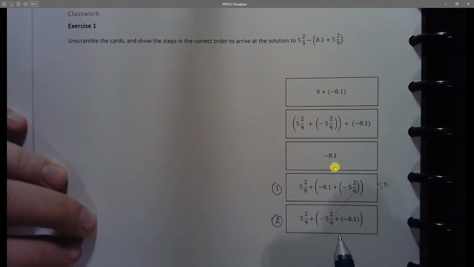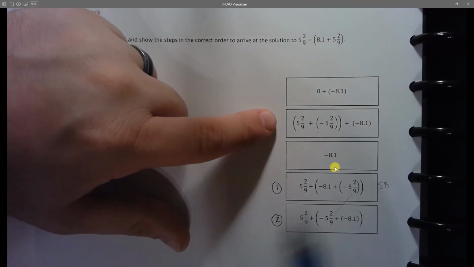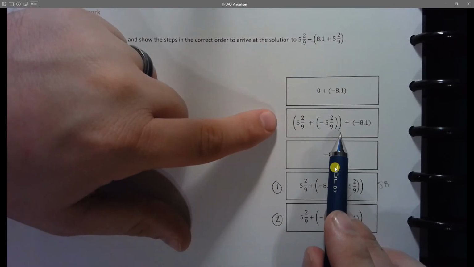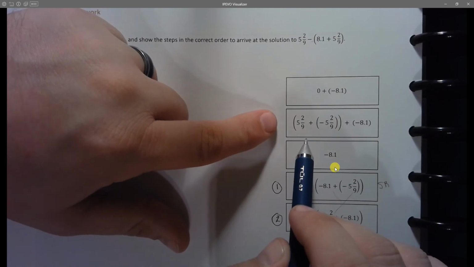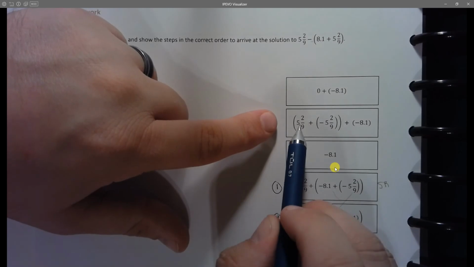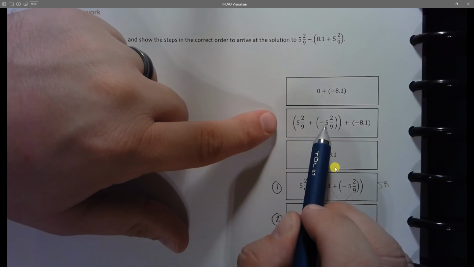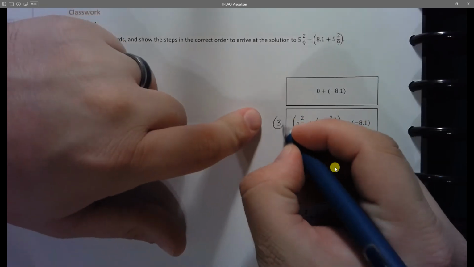Now, the next one is which one looks most closely like this one, and that means this has got to be this one up here. But what'd they do? Well, I'll be a monkey's uncle. They use the associative property of addition. They switched the groupings. Instead of negative 5 2/9 and a negative 8 1/10 together, they made sure the 5 2/9 positive and the negative 5 2/9 were together. Well, that is brilliant.